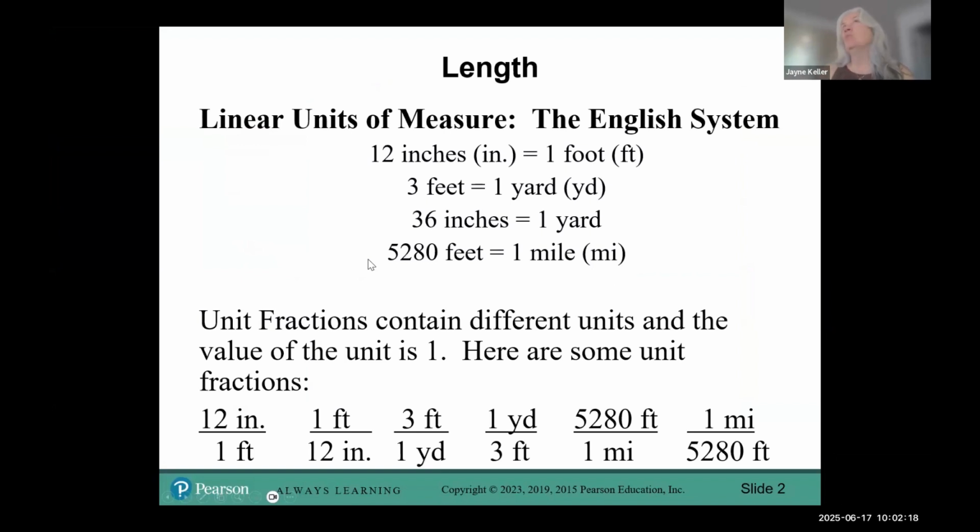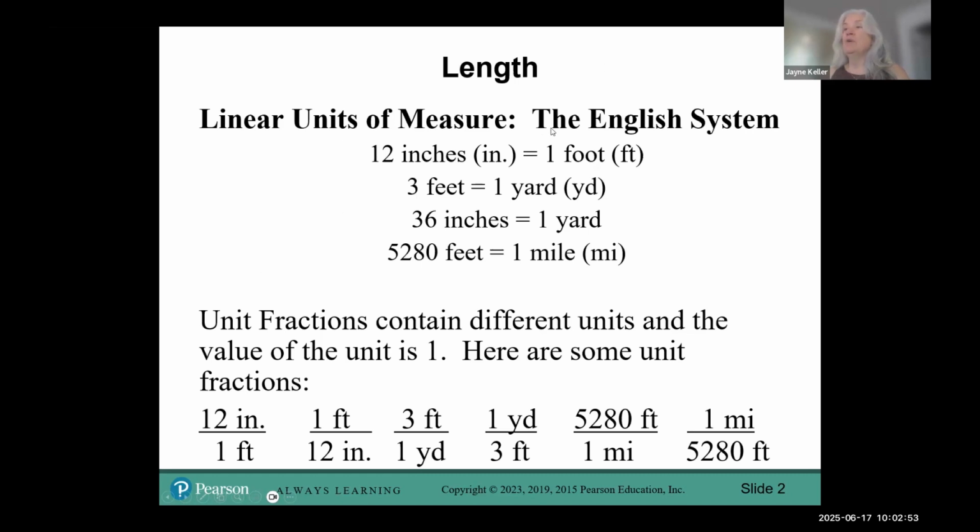So in the standard system, kind of what we usually use in the United States, for measuring length, you're probably familiar with inches, feet, yards, and miles. So depending on how great the length is, for smaller lengths we would use inches. For longer lengths, like a distance traveling somewhere, we would use miles. And then we have all of these different conversion factors here. So a foot is 12 inches, 3 feet is a yard, and then 5,280 feet is a mile.